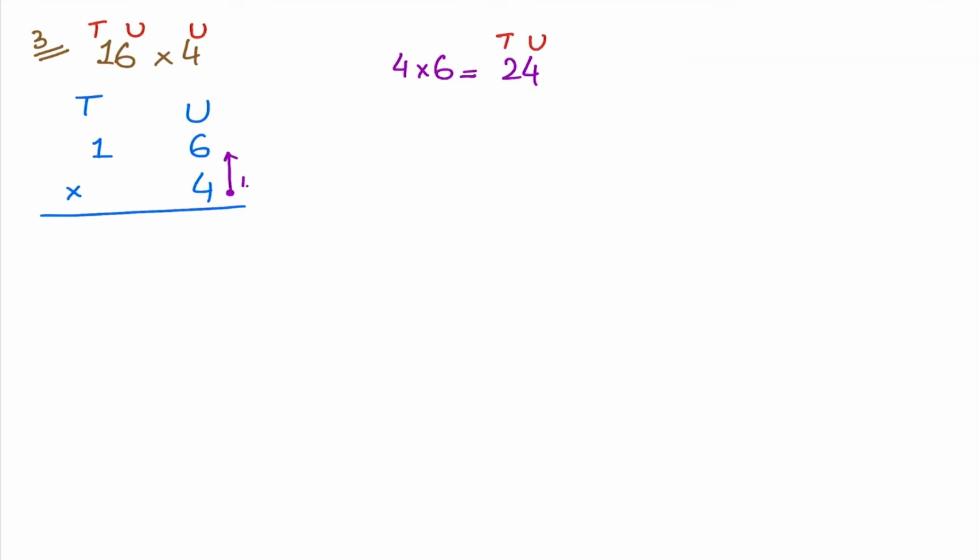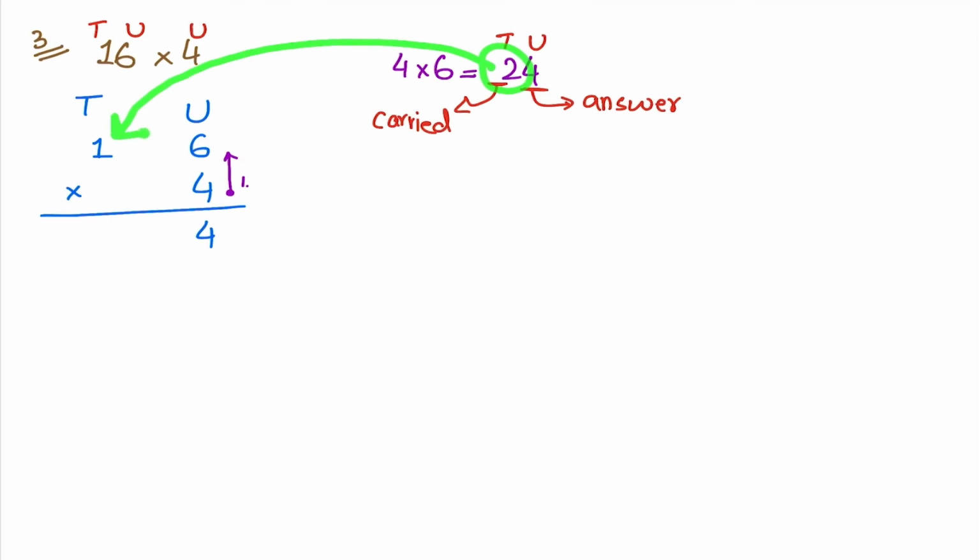If you remember from the carry addition method, we always put the units digit in the answer space. This goes to the answer. And the tens digit is always carried. We will do the same thing with the multiplication. We will write 4 in the answer space. So we can write 4 here. And the number 2 will be carried onto the next place value. We can carry 2 over here.